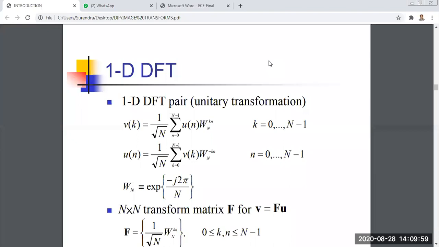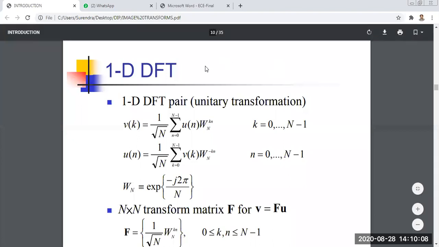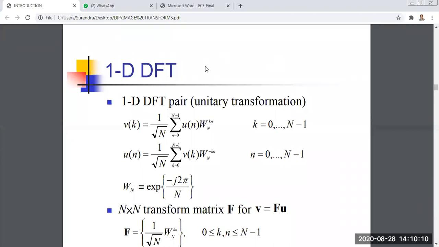In the continuous Fourier transform, the signal is continuous. But in the case of the discrete Fourier transform, we are converting the signal into samples, and after converting, the number of discrete values is called a discrete signal.